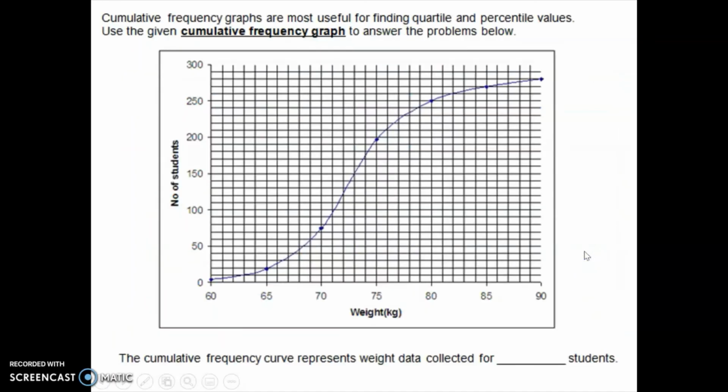All right, so let's look at that with this cumulative frequency curve here. First of all, let's answer this starting question. Looking at this curve, which represents weight data, we can see weight on this axis. For how many students do we have data here? Do you remember how to get that? We find that by looking at where the curve plateaus. We look over here, and that is 280, because here's 50, 60, 70, 80. So we have data for 280 students here.